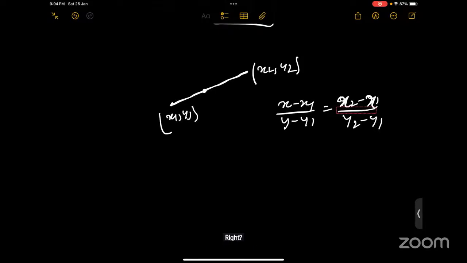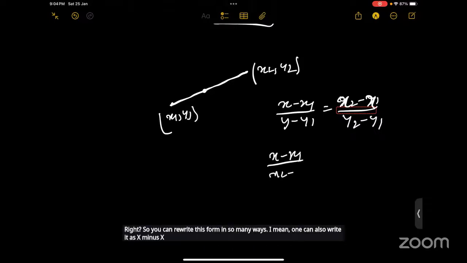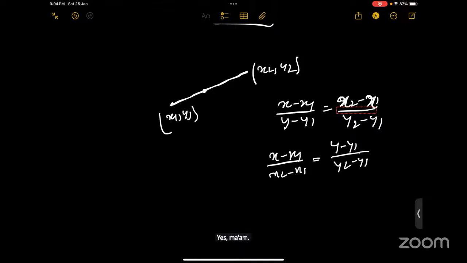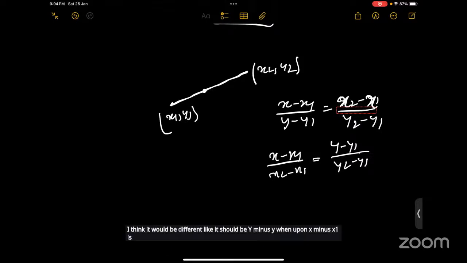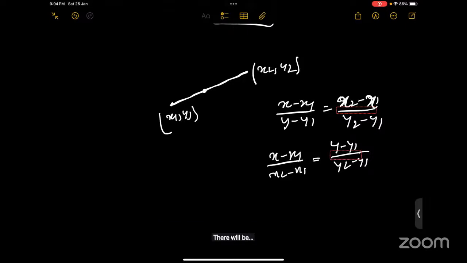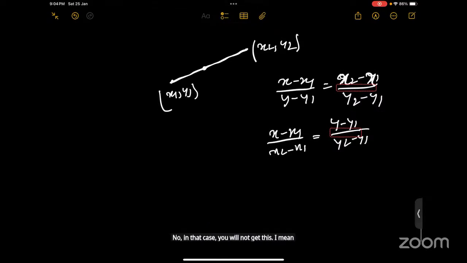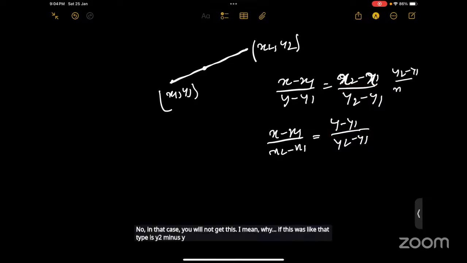So you can rewrite this form in so many ways. I mean, one can also write it as x minus x1 by x2 minus x1. That means we can adjust this according to our convenience, right? Yes, ma'am. I think it should be y minus y1 upon x minus x1 is equal to y2 minus y1 upon x2 minus x1. No, in that case, you will not get this. If it was like that, that means y2 minus y1 by x2 minus x1, then you will get something different, right? It will not come from the similarity of the triangles.